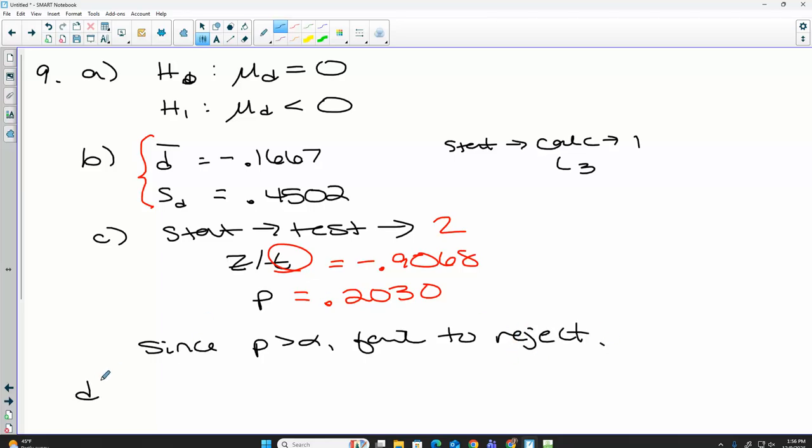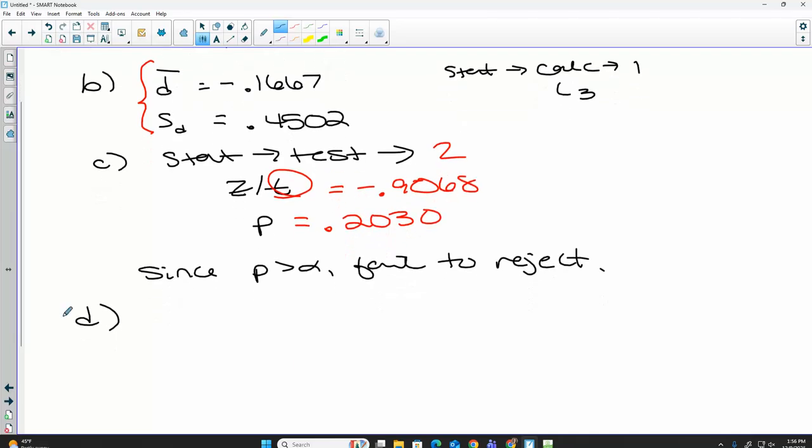Whenever you use the calc number 1, will it say the d, and will it say the s of x or s of d? It'll say s of x. So I just knew this was the difference, which is what I put in L3, so that's why I told my calculator to use the third list.